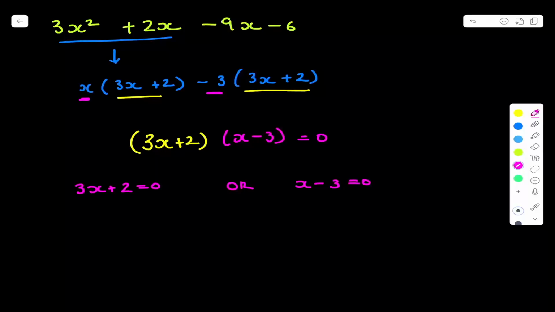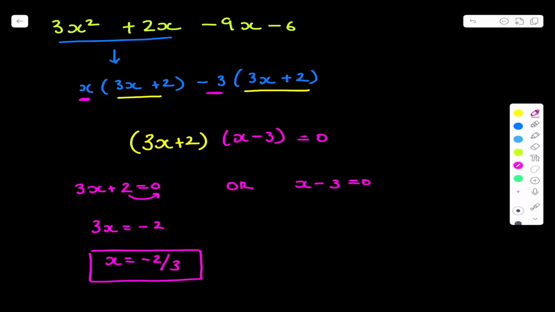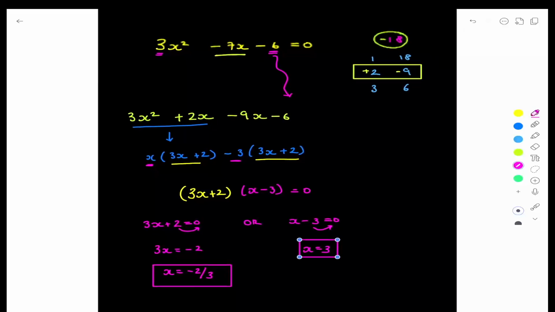And we could rearrange this, so we're going to bring the 2 across. So 3x equals negative 2, and then divide both sides by 3. So x equals negative 2 on 3, or we could just rearrange this, bring that negative 3 across, x equals 3. Boom. So that's how you factorize and solve a quadratic like that.